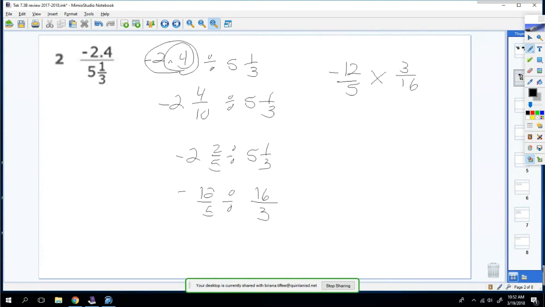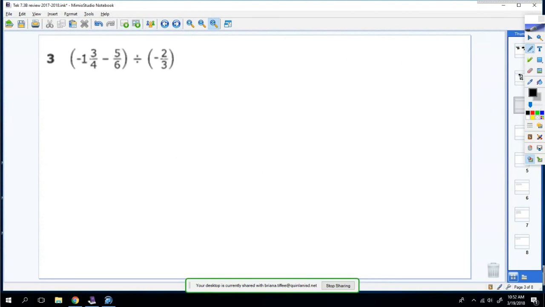So 3 times 12 is 36, which will be a negative, and 5 times 16 is 80. And that simplifies down to negative 9 over 20. Okay? So that's number 2. So let's do number 3.